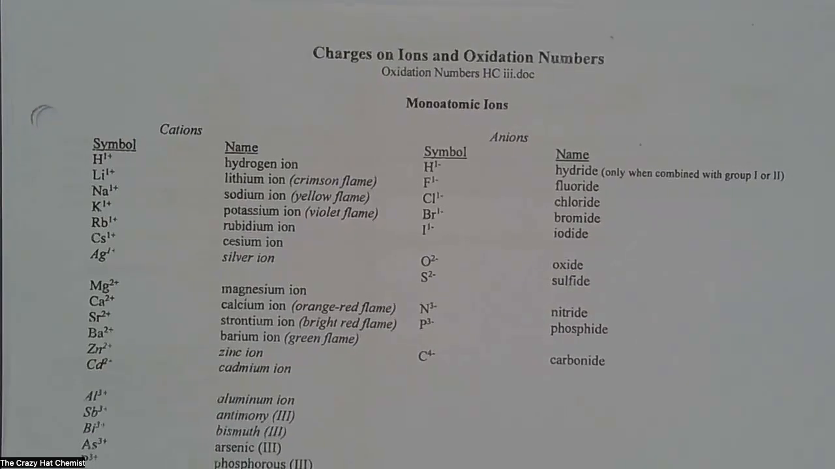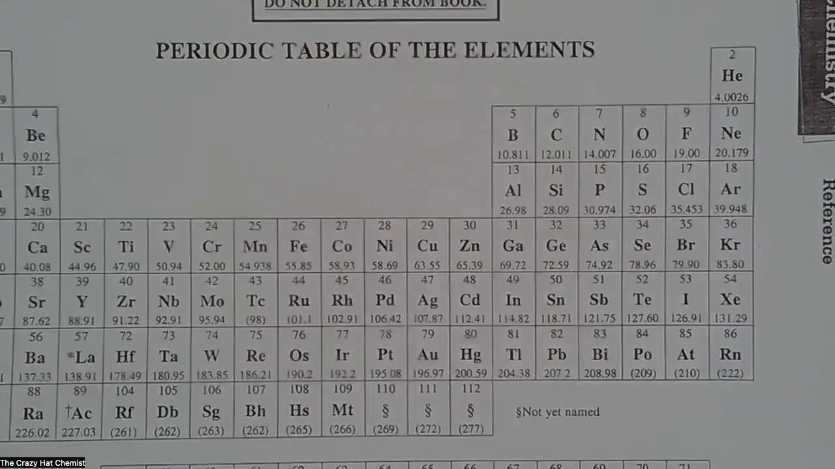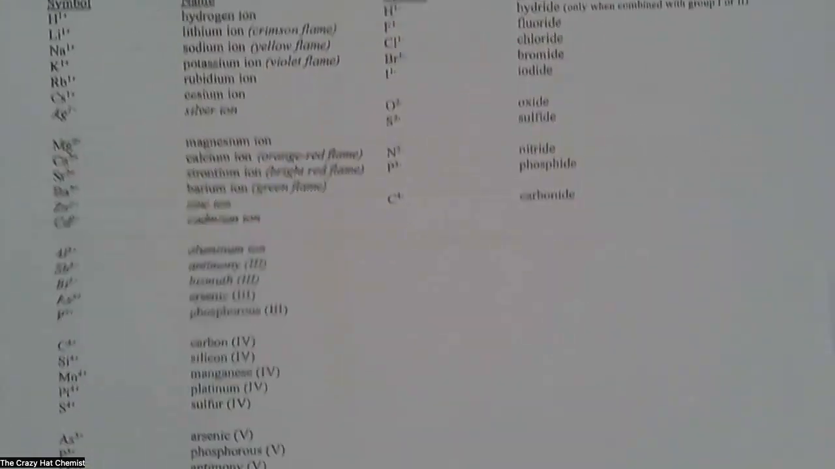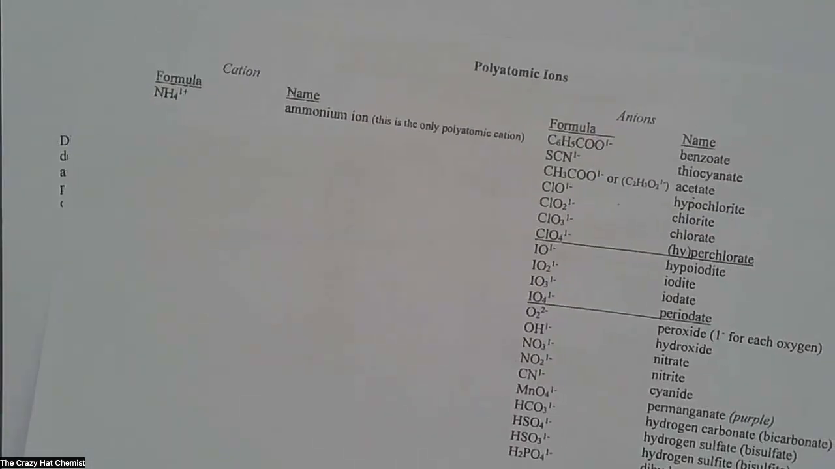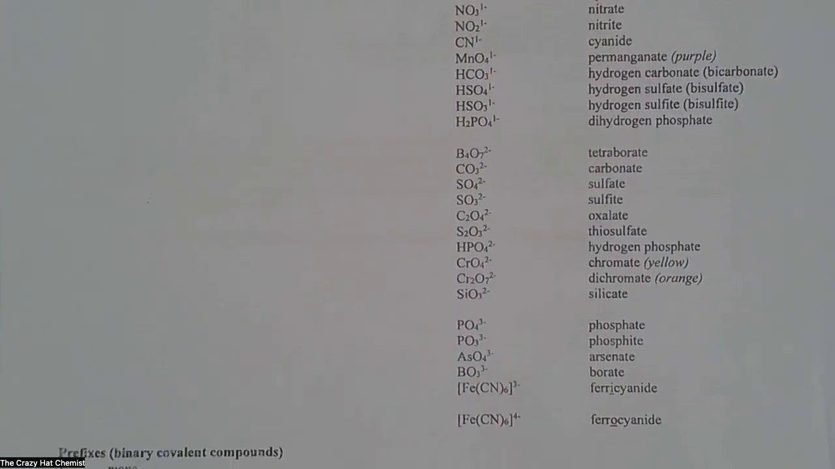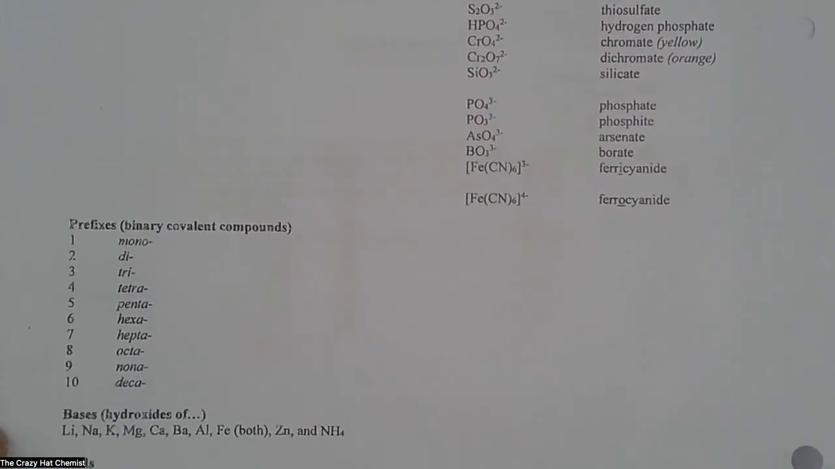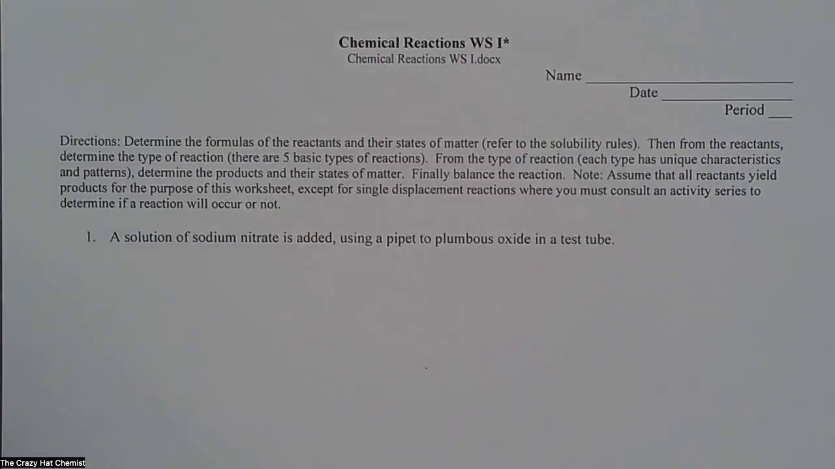In addition to that, I will assume that you know your charges on ions and oxidation numbers. Some of those are based on your periodic trends on the periodic table, and other ones are based on some systematic nomenclature and also knowing your polyatomic ions by heart, or you have fully memorized the polyatomic ions. So I'm assuming that you know your polyatomic ions, you know the periodic trends. I'll go over many of those.